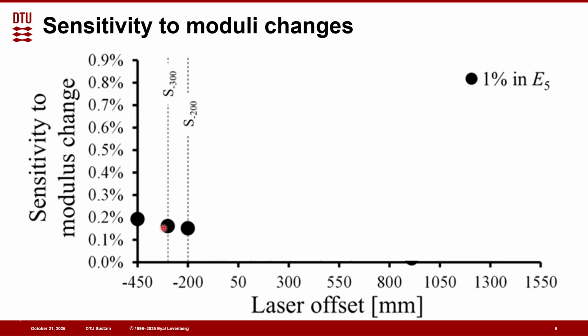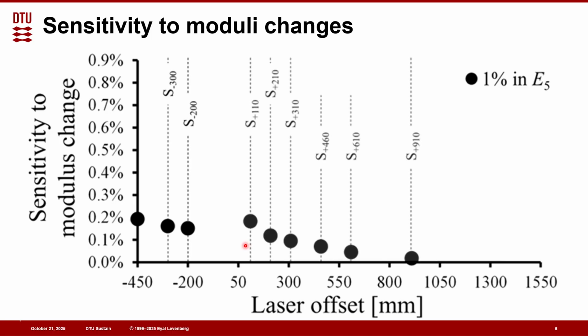And if we look at other lasers, you can see that when there's a 1% change in E5, there's less than 0.2% in the slope reported by these lasers. And if we continue to plot the expected % change in the slope reading when E5 is changed by 1%, you can see that the sensitivity is relatively low. This would be the last laser at a distance of 1.5 meters in front of the rear axle.